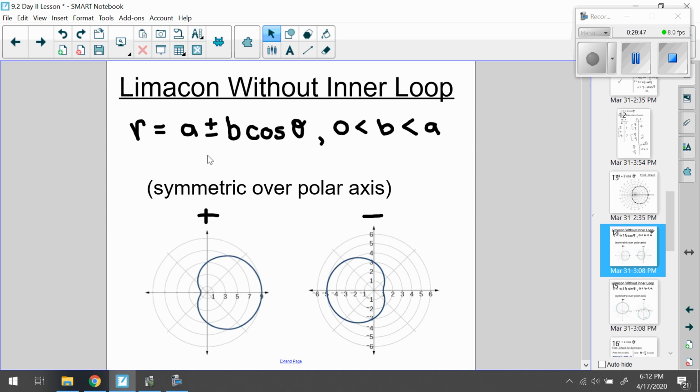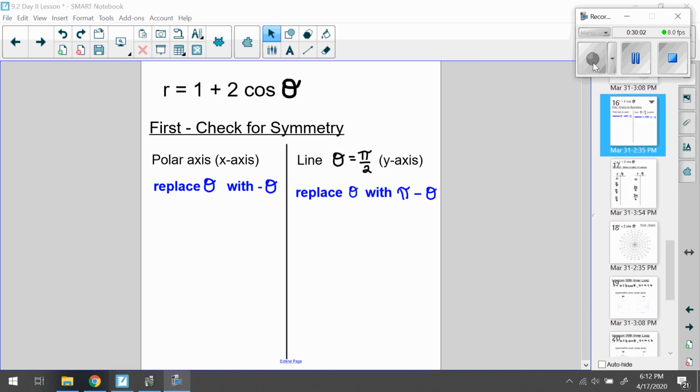But what's important right now is to notice that for the example that we drew, the B value is less than A, so the second number here is smaller than the first number, and if that happens, there will not be an inner loop. So that begs the question, what if the second number is larger than the first number? What happens then? That's going to be our last example.